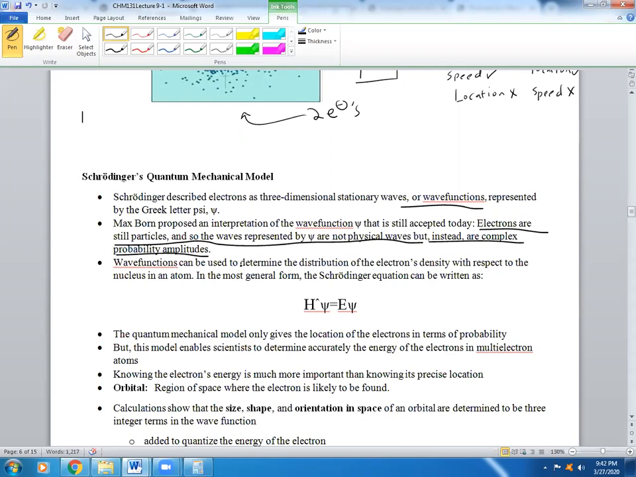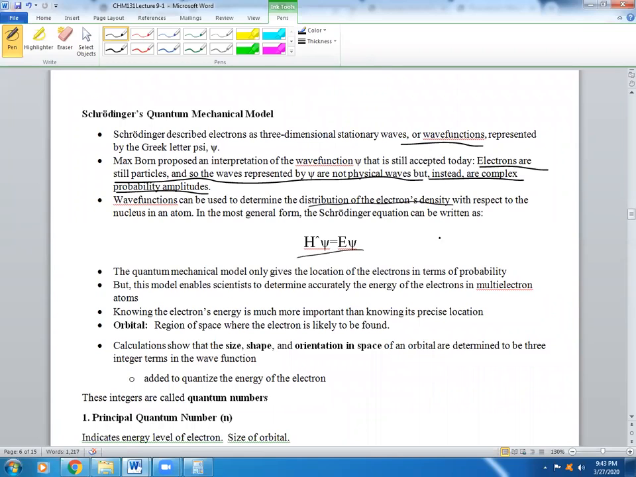So wave functions can be used to determine the distribution of the electron density with respect to the nucleus in an atom. In its most general form, this is the Schrodinger equation, one of the most important equations in all of science. And the quantum mechanical model only gives the location of the electron in terms of probability.